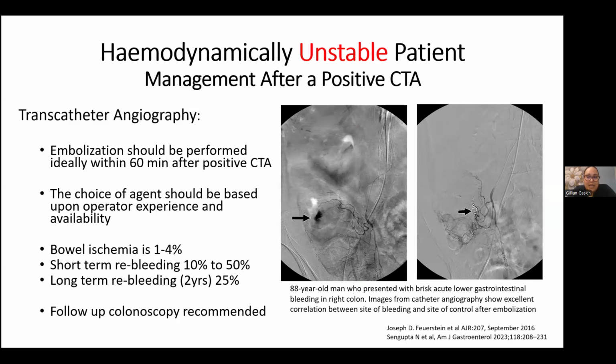The greater the time delay between CTA and transcatheter angiography, the weaker the correlation between a bleed observed between the two modalities. So giving the interventional radiologist a heads up call even before the CT is performed may be helpful to avoid time delays. So the choice of agent used, whether coils, ethanol-based, or cyanoacrylate, these should be based on operator experience and availability.